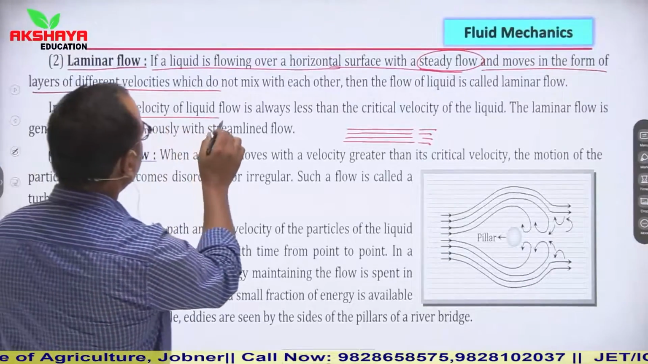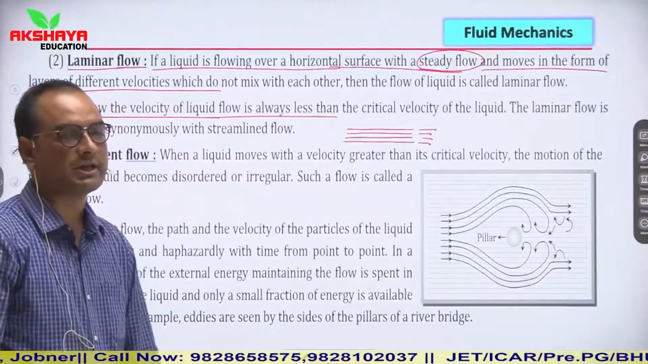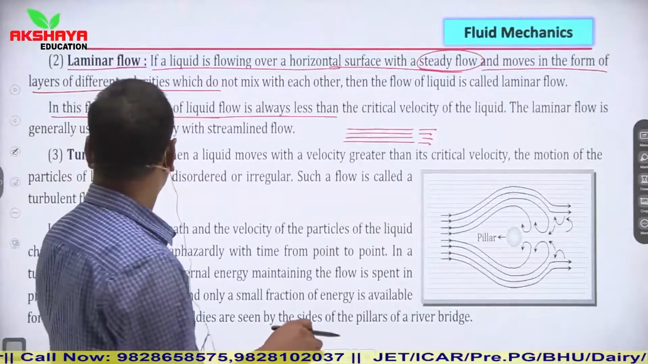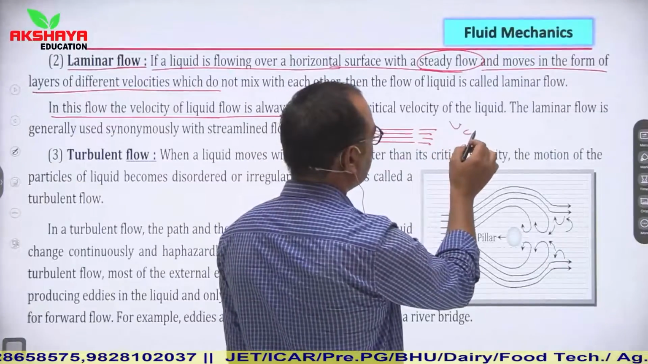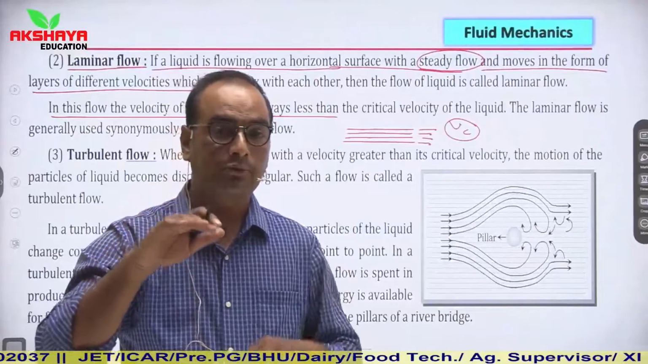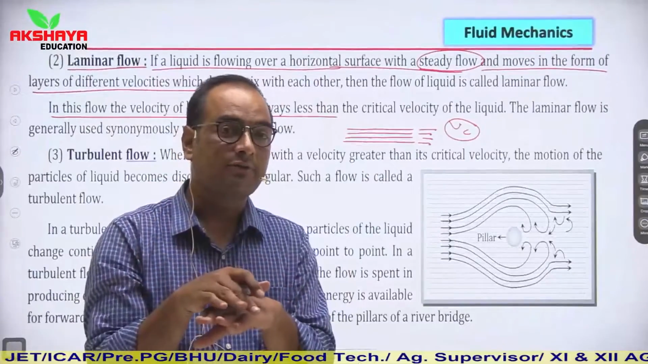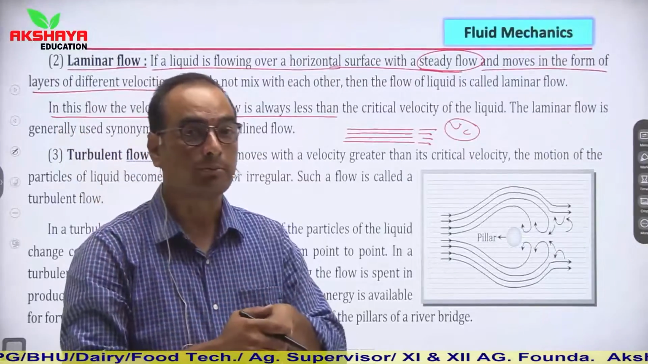In this flow, the velocity of liquid is always less than critical velocity. So what is this critical velocity? Let us discuss it here. Critical velocity, VC. Critical velocity is a certain amount of velocity up to which it remains in steady flow, and if velocity is increased, then its flow is disturbed and it becomes turbulent.